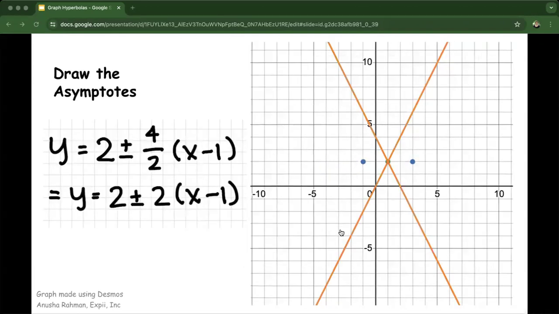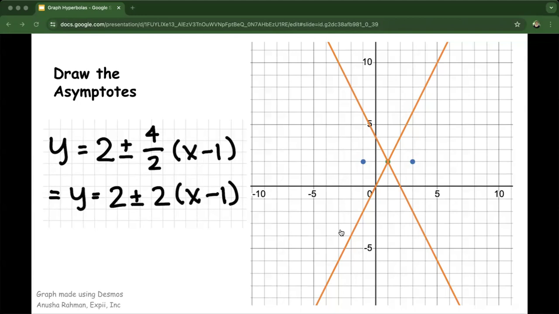The asymptotes are lines that the hyperbola approaches as it extends toward infinity. For a horizontal hyperbola, the asymptotes have the equation y equals k plus or minus b over a times (x minus h), where (h, k) is the center of the hyperbola. So, for our hyperbola, the asymptotes will have the equation y equals 2 plus or minus 4 over 2 times (x minus 1), or more simply, y equals 2 plus or minus 2(x minus 1). In the graph, I've labeled the asymptotes in orange.